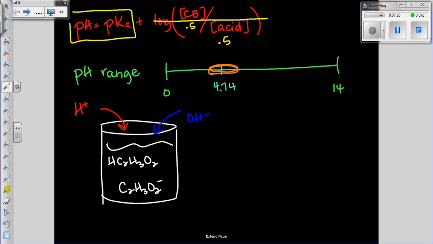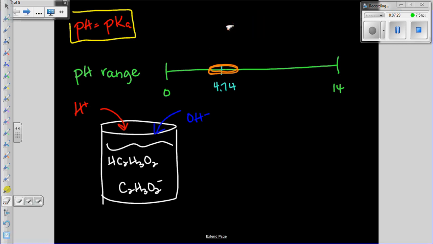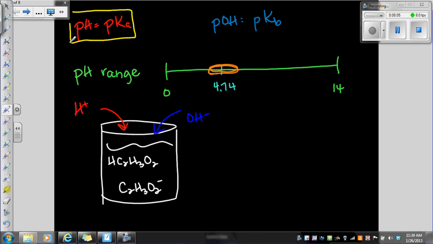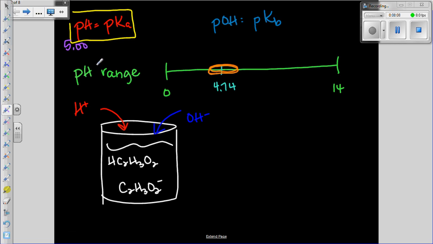This relationship, where you've got pH being equal to pKa, or if you're thinking about a basic buffer, pOH being equal to pKb, this relationship gives the optimal pH of any buffer. So when you're selecting a buffer, you want to try to pick one that has a pKa that's close to the desired pH. So let's say that I want a buffer that's a pH of 5. What I'm looking for is a buffer that has a pKa that's really close to 5.